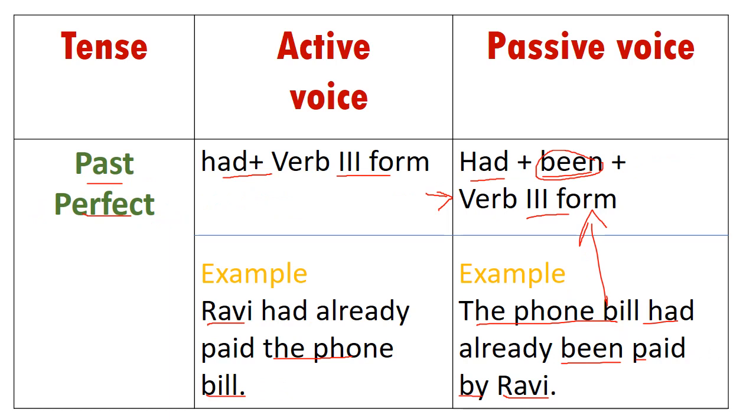In past perfect tense, where we use had plus third form of the verb, we will add been, B-E-E-N. For example, Ravi had already paid the phone bill. It will be changed into the phone bill had already been paid by Ravi. We will just add been.